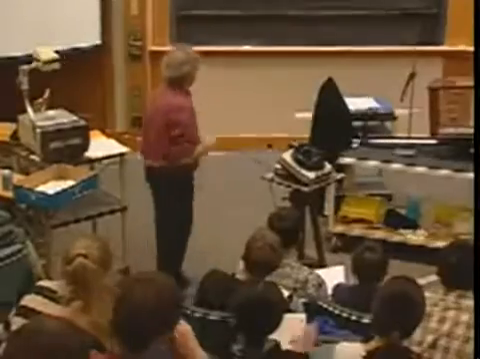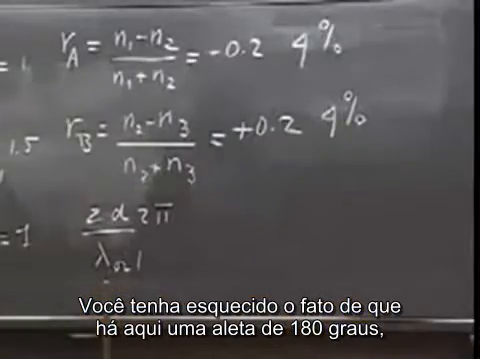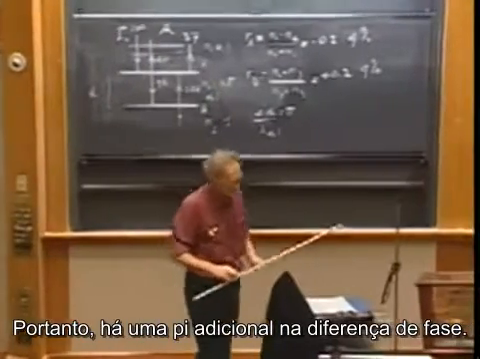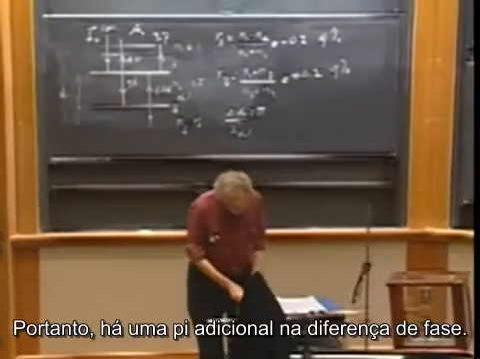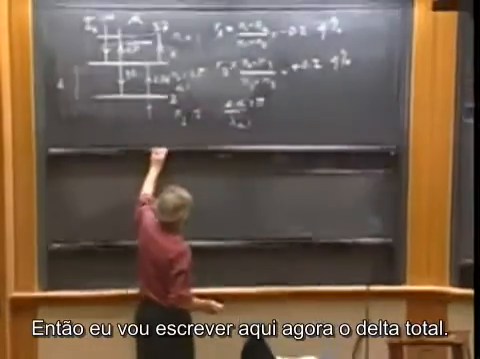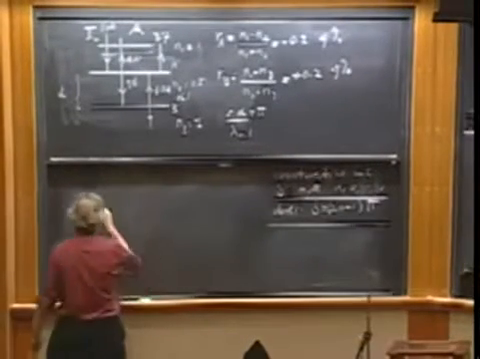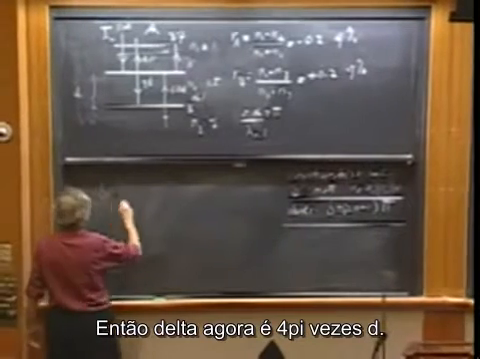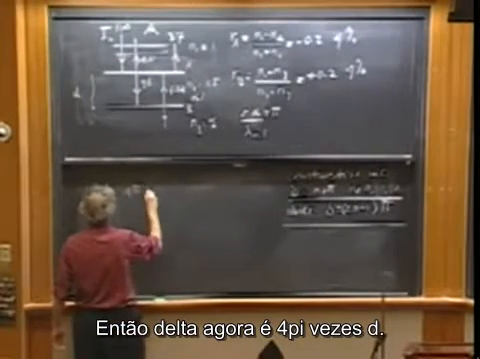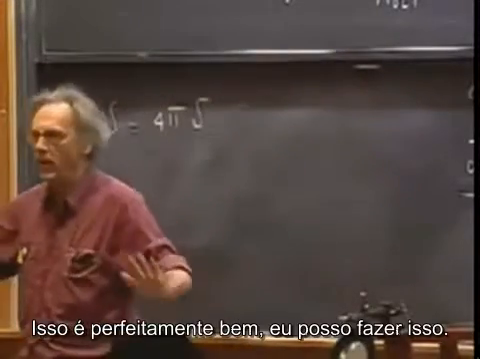That's right. You have overlooked the fact that there is here a flip of 180 degrees, which does not occur here. So there is an additional pi in the phase difference. So I'm going to write down here now the total delta. So delta is now 4 pi times d. Now I can write this as lambda oil. It's perfectly fine. I can do that.